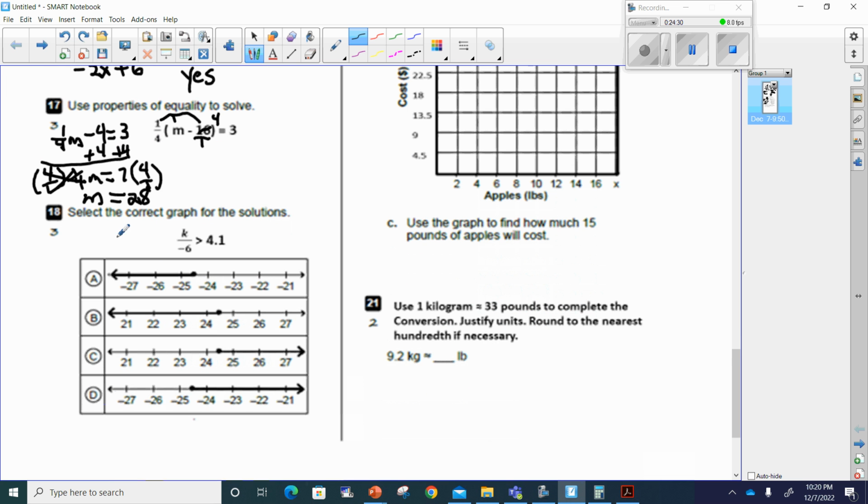All right, let's go to number 18. Select the correct graph for the solution. We got k divided by negative 6 is greater than 4.1. To get rid of dividing by negative 6, I'm going to have to multiply by negative 6. Whatever I multiply to one side, I have to multiply to the other. Well, my negative 6's cancel out, leaving me k. But because I multiplied by a negative number, I have to turn this symbol in the other direction. This is no longer going to greater than, it's less than. And now I got to see what is 4.1 times negative 6.